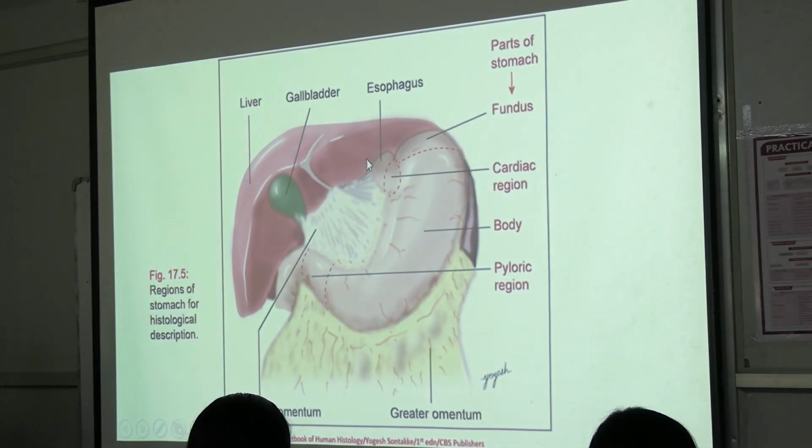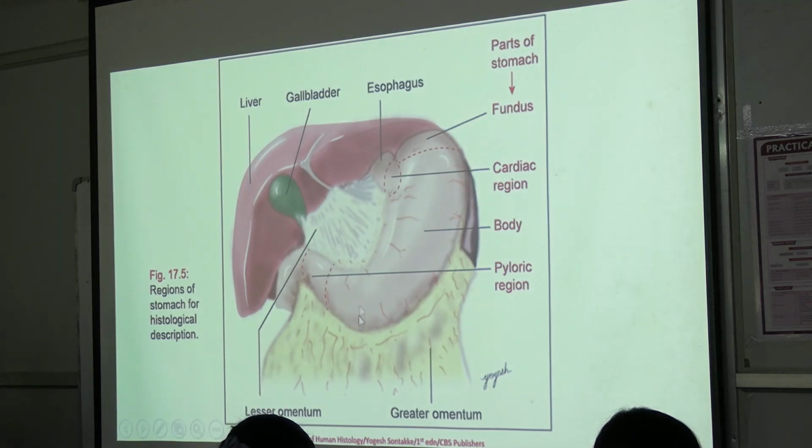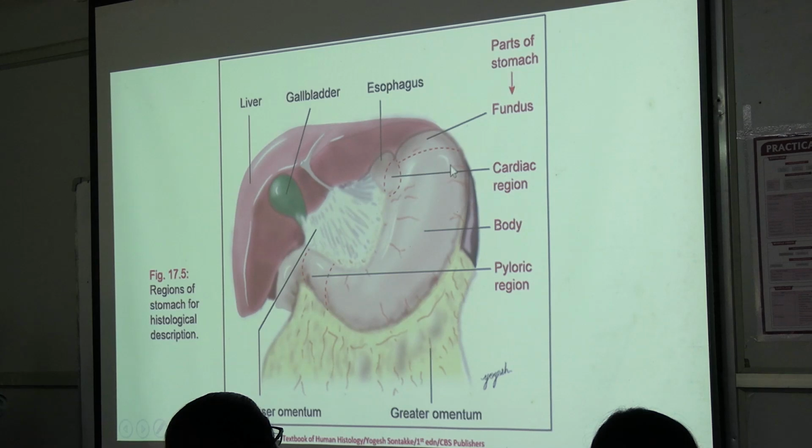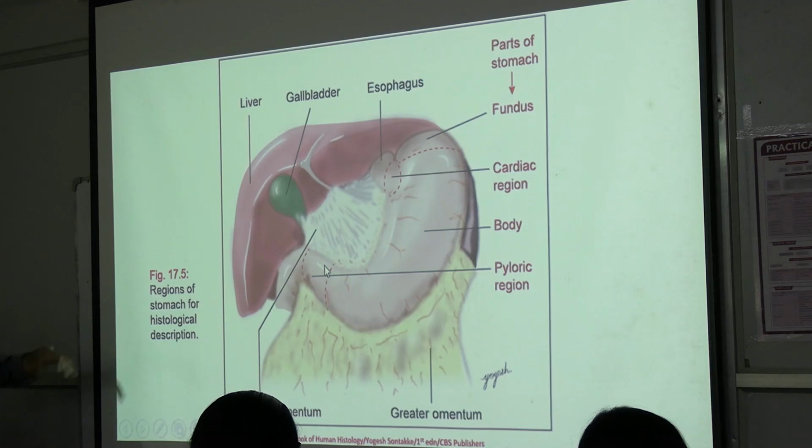So, the stomach has a few parts. This part we call the esophagus, which empties into the stomach cavity, or the stomach itself. The stomach can be divided into a few parts. The upper part we call the fundus of the stomach. Then we have the body part of the stomach, and then we reach the pyloric region, which has a pylorus or pyloric canal.